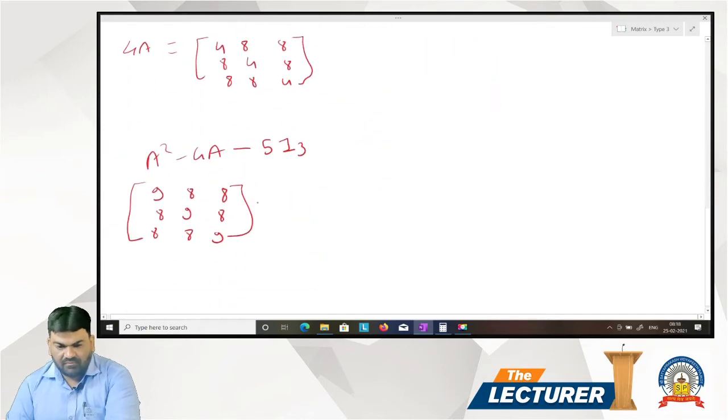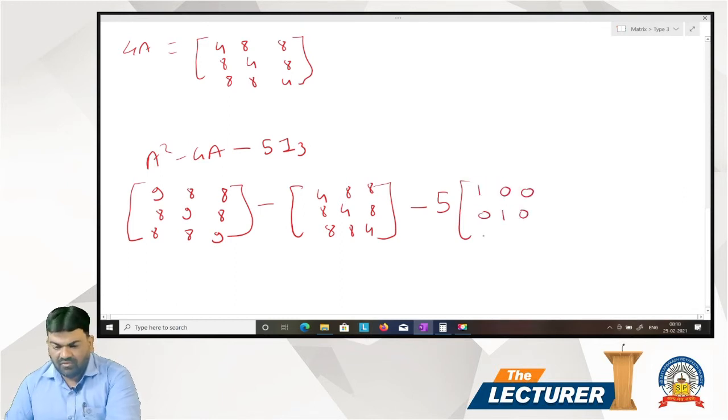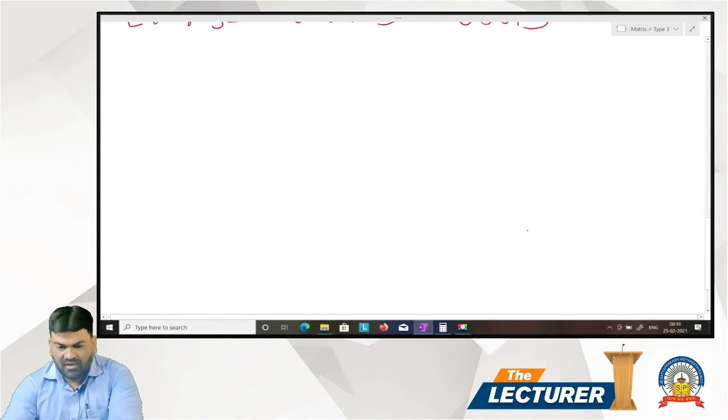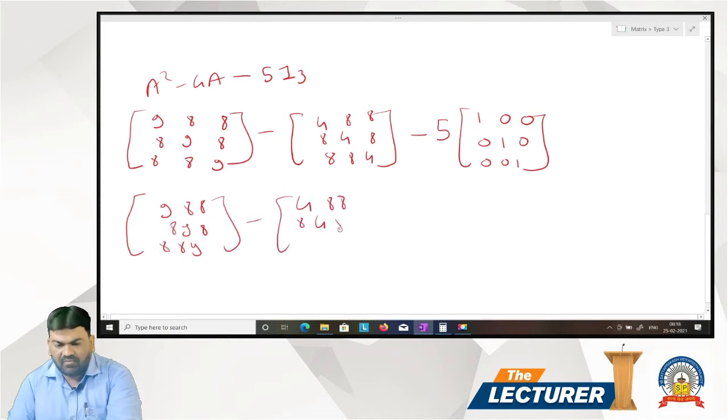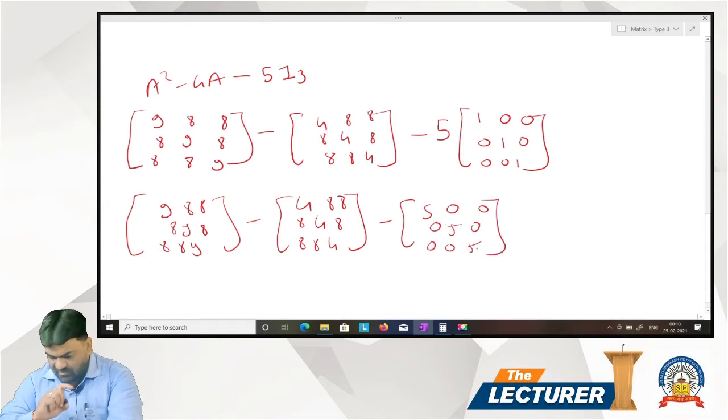Minus 4A, that is 4 8 8, 8 4 8, 8 8 4, minus 5I3. I3 means unit matrix or identity matrix: 1 0 0, 0 1 0, 0 0 1. Now 9 8 8, 8 9 8, 8 8 9 minus 4 8 8, 8 4 8, 8 8 4 minus 5 0 0, 0 5 0, 0 0 5.